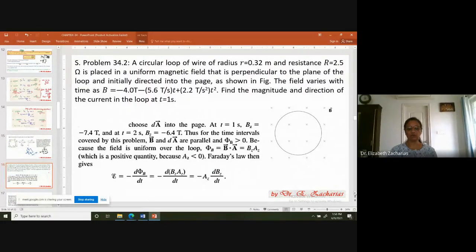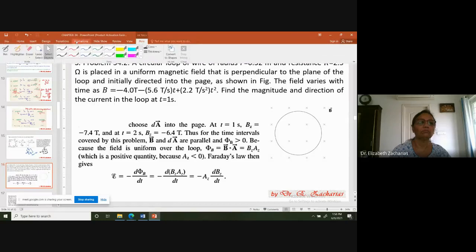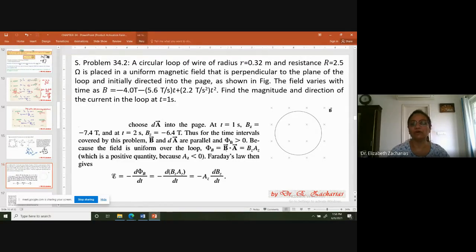Yeah, so let's try this problem, guys. You have a circular loop of wire of radius r equal to 0.32 meters. The resistance of the wire is 2.5 ohm and it is placed in a uniform magnetic field. Look at the direction of the magnetic field. The magnetic field is into the plane of the screen, uniform and perpendicular to the plane of the sheet.